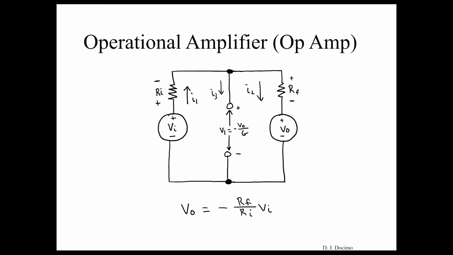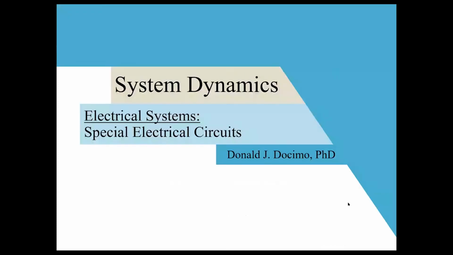That output voltage is going to end up just being a straight up ratio between RF and RI here. And you can kind of see, just looking at the symmetry here, how that almost makes sense to figure out what that output voltage is. The only difference is that it inverts the voltage, it makes it negative. So our output voltage is equal to our input voltage times RF over RI, but the negative of that. And that is it for our special electrical circuits.